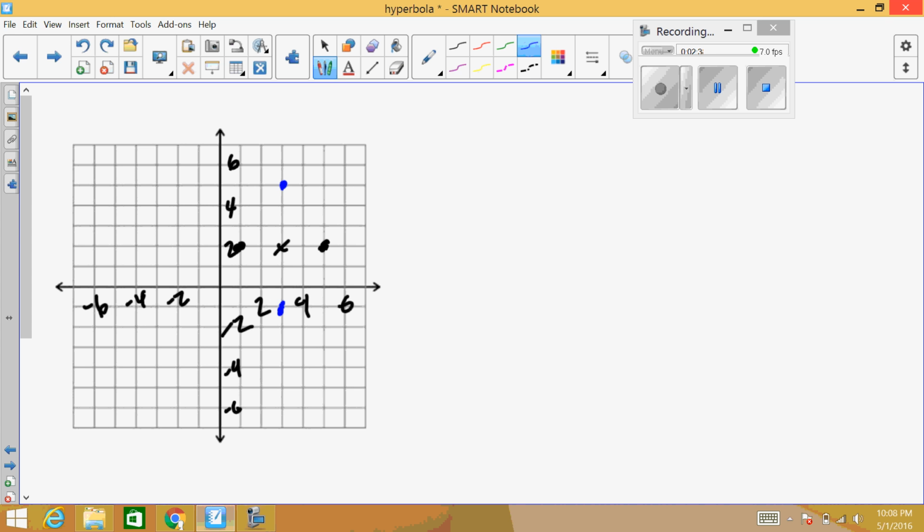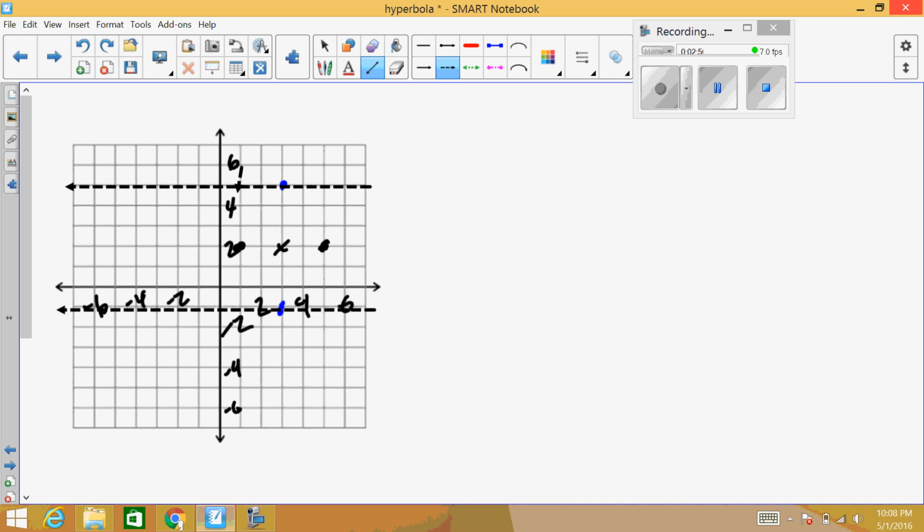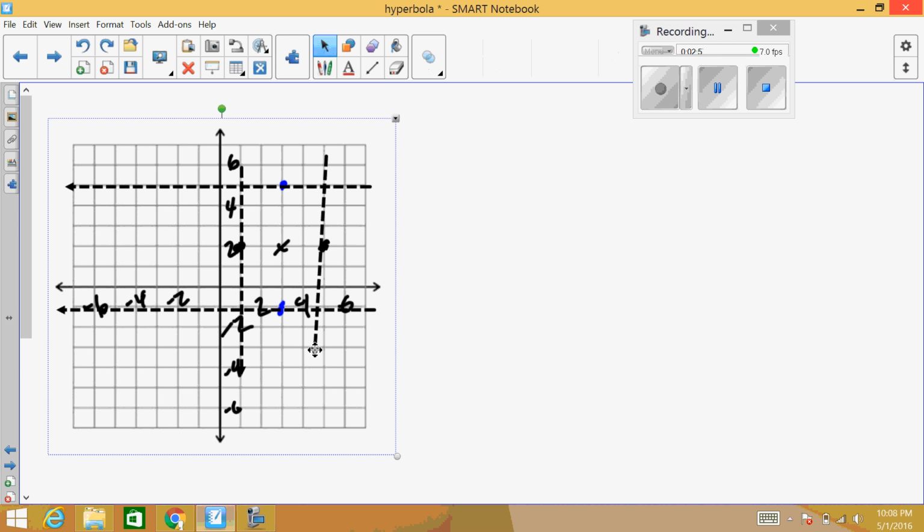And what I do with those 4 points now is I'm going to draw a box. Now I'm going to draw a horizontal line through my top point, horizontal line through my bottom point, vertical lines through my other 2 points. And if I were doing this with a pencil, I would definitely make sure that these were nice and light so they weren't distracting, because again, these are not part of my graph. They're helping me get my graph.